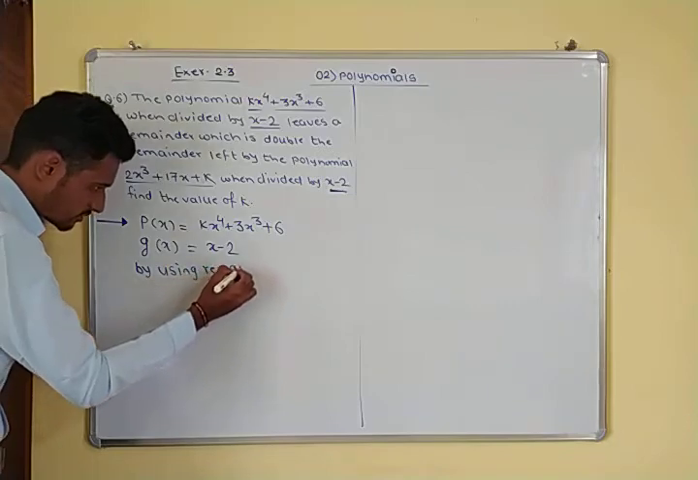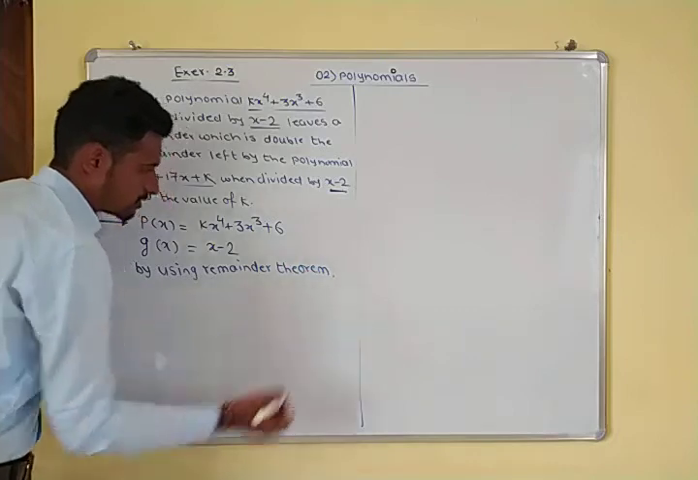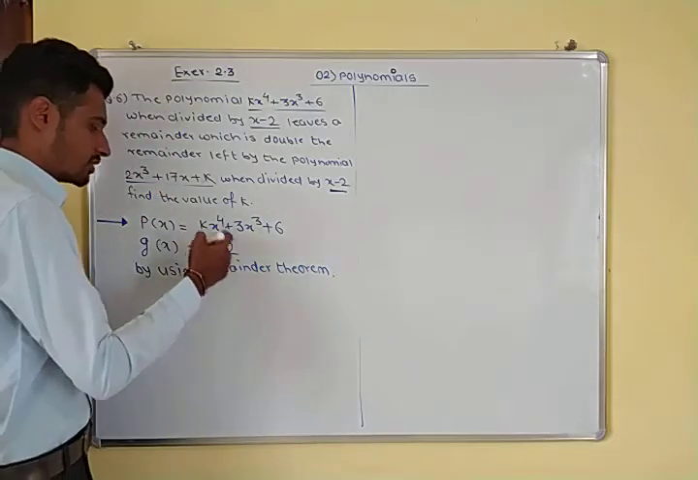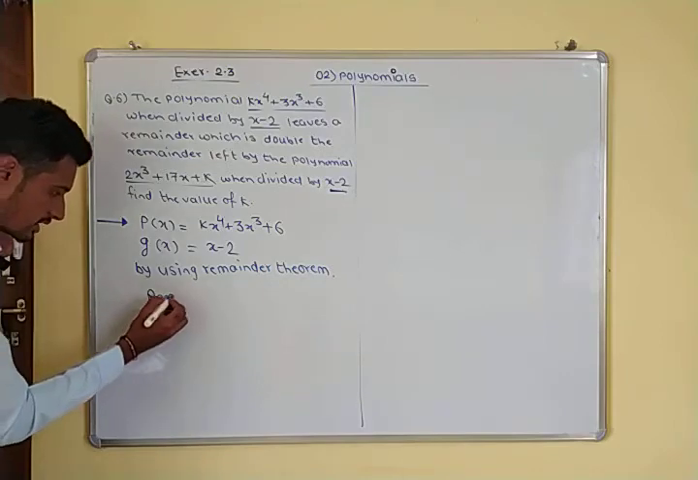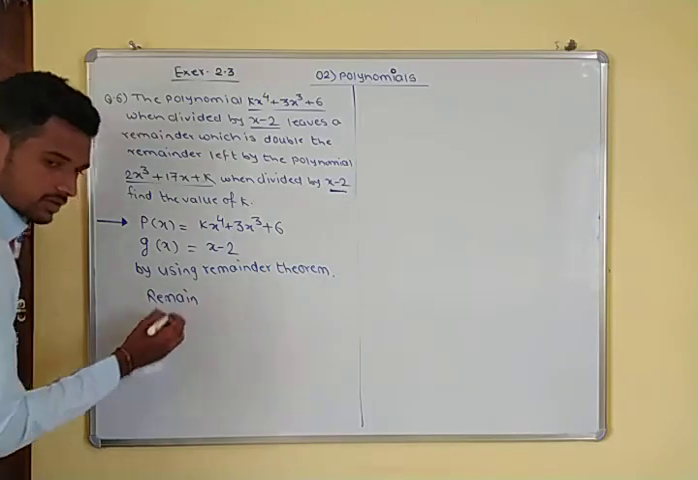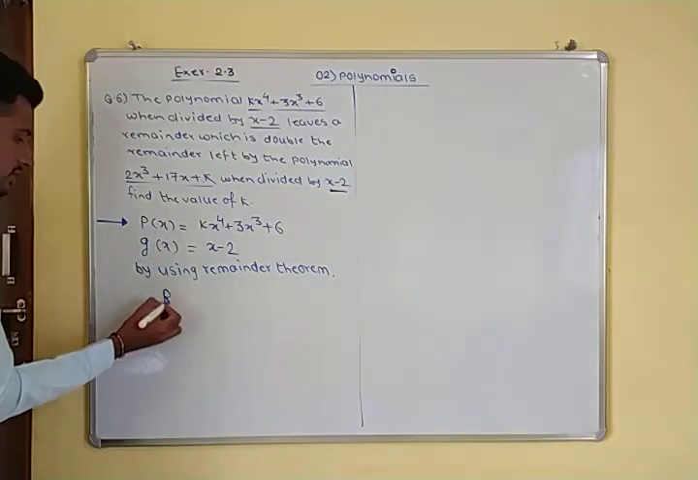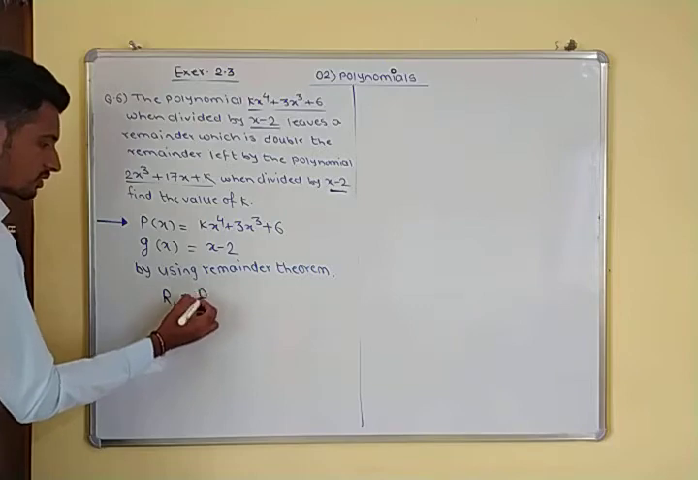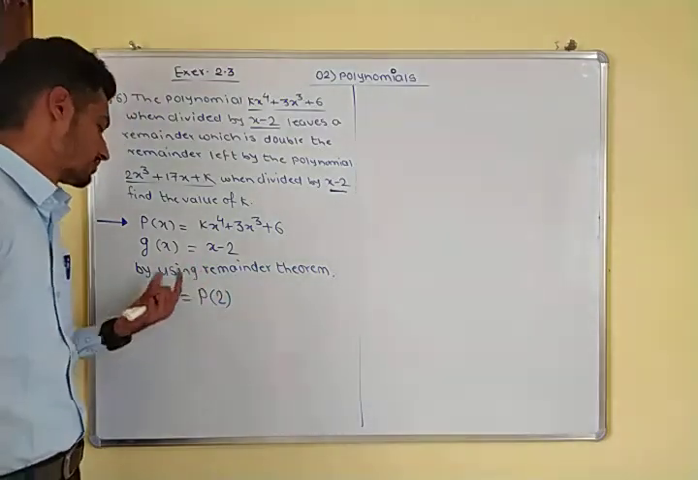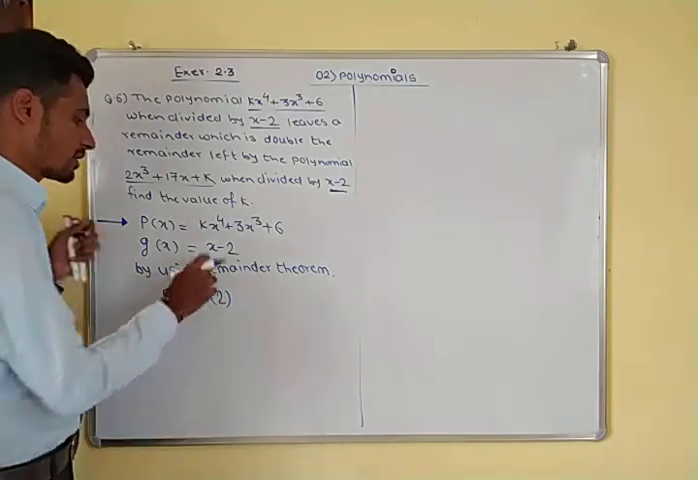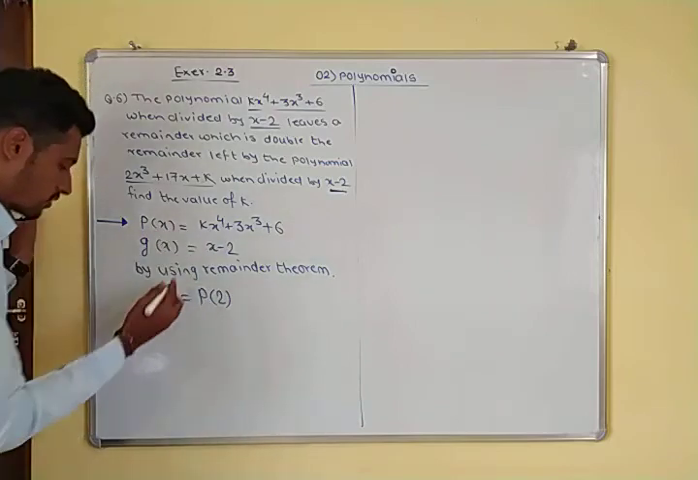By the remainder theorem, the remainder of this is r1, so r1 is equal to p of 2. So p of 2 is the remainder, क्योंकि यहाँ x minus a के बदले 2 काम कर रहा है. Therefore r1 is equal to p of 2.